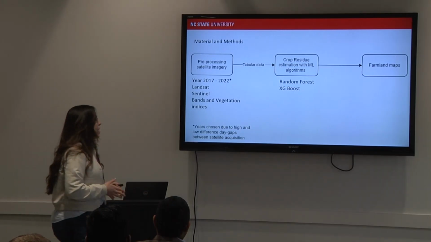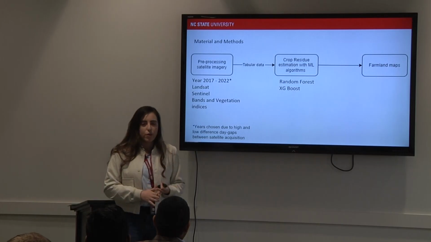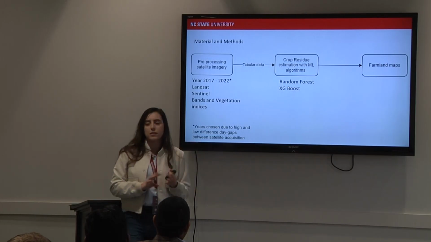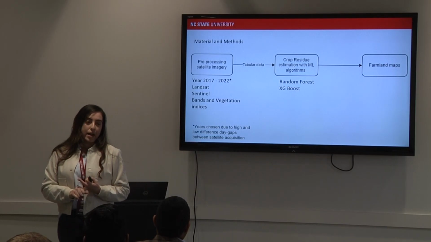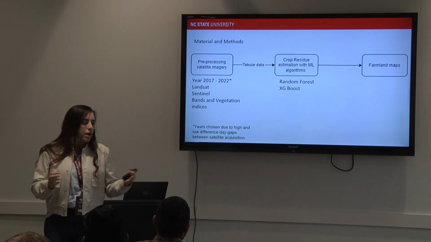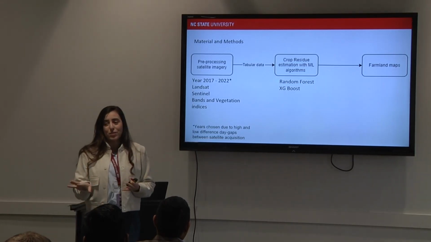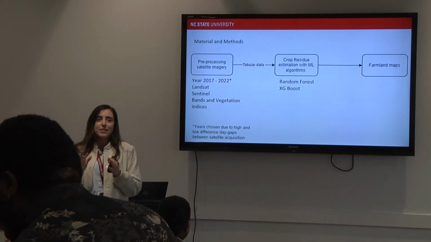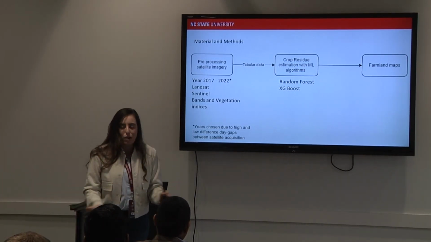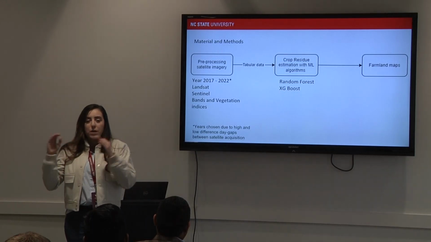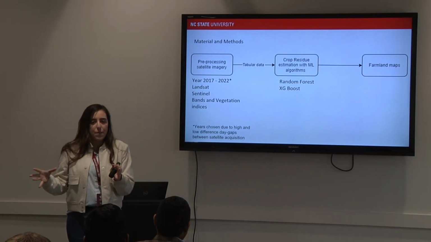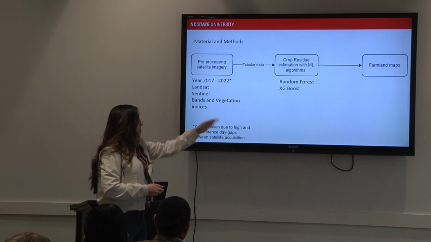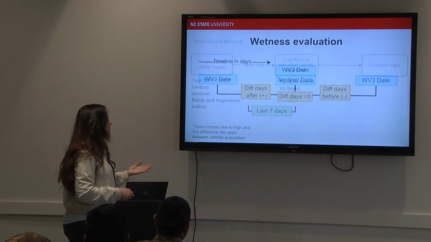There are estimations using machine learning algorithms. I'm going to present here the results for random forest and XGBoost. The next one is going to be neural networks. I did have some pre-results with neural networks, but I'm using TensorFlow, and it's not being a good deal right now, so I'm going to try to do it in PyTorch to see if I get better results. And then the farmland maps, right?